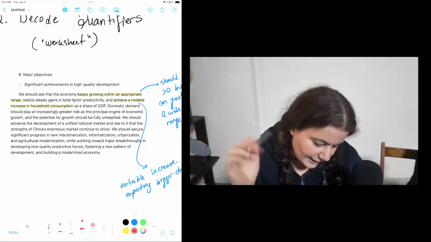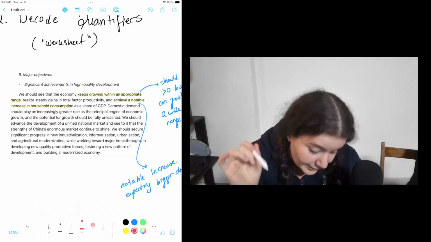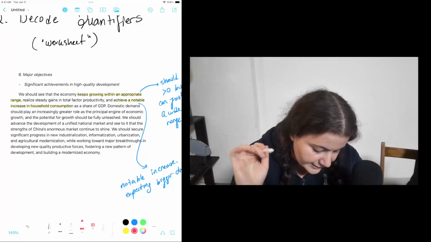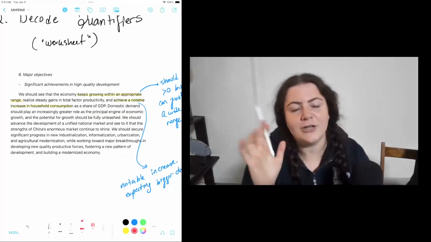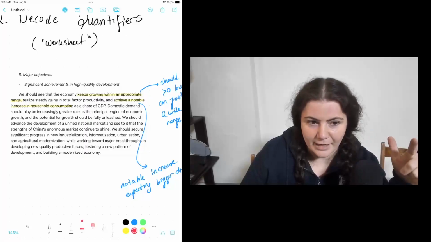This is part of one of their major objectives: we should see that the economy keeps growing within an appropriate range, realize steady gains in total factor productivity, and achieve a notable increase in household consumption as a share of GDP. Now there are no numbers here. You don't really know what they mean by each of these objectives.